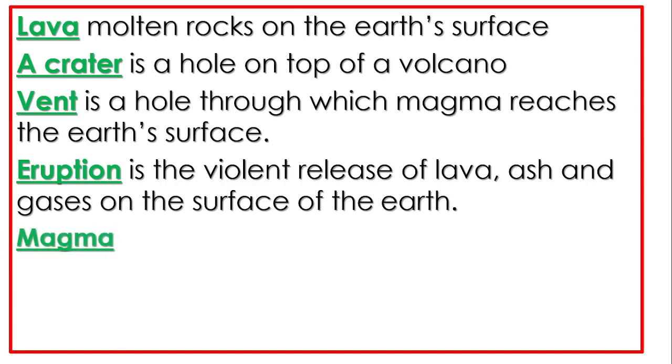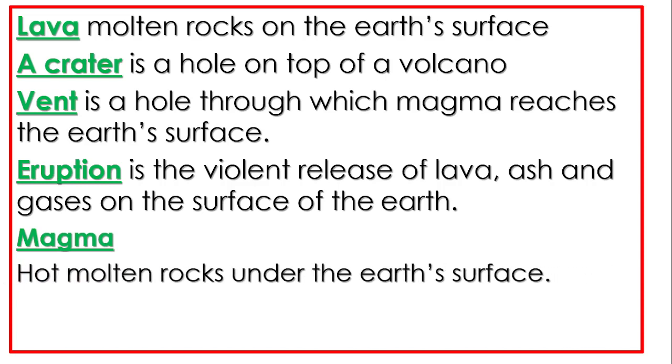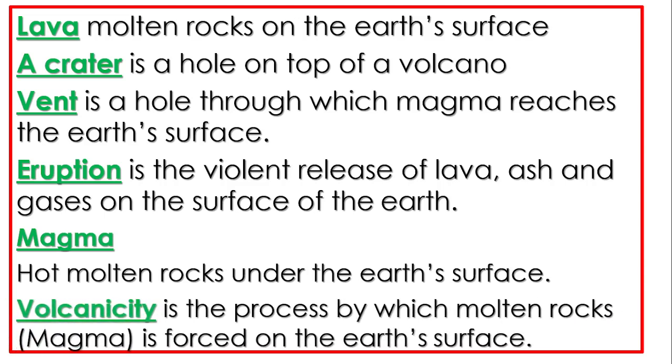Then magma. What is magma? Magma is hot molten rock under the Earth's surface. Those hot, molten rocks under the Earth's surface are the ones we call magma. Then volcanicity is the process by which molten rocks or magma is forced onto the Earth's surface. Yes, that is the process by which molten rocks are pushed out of the ground. It is what we call volcanicity.